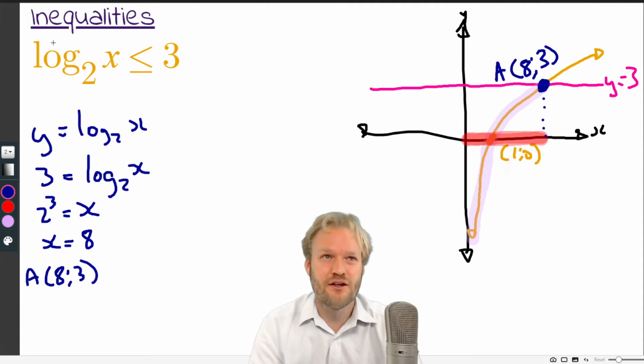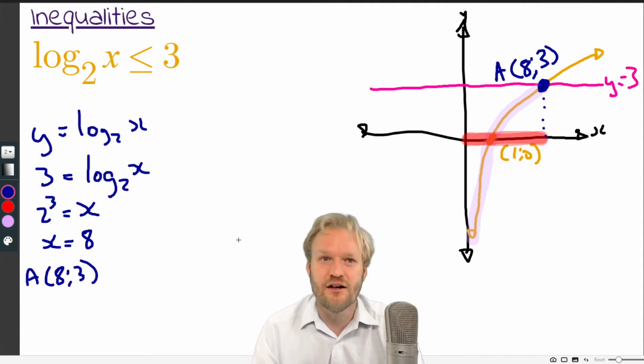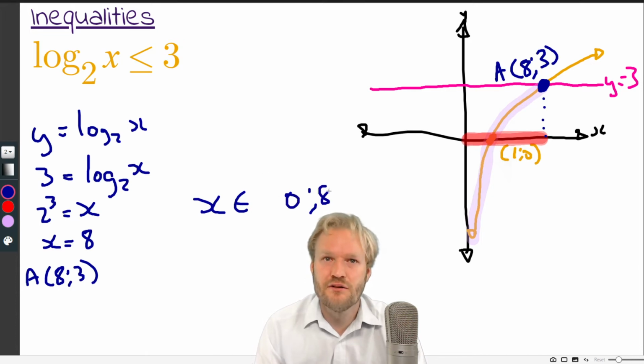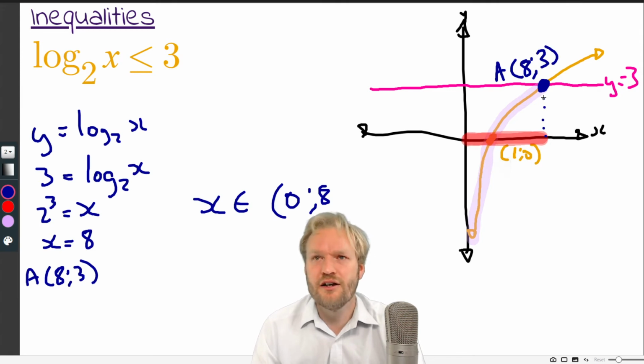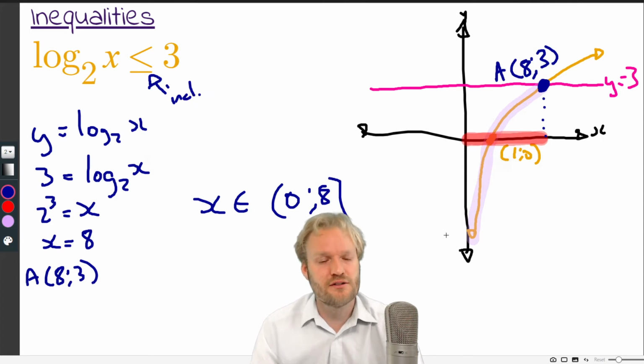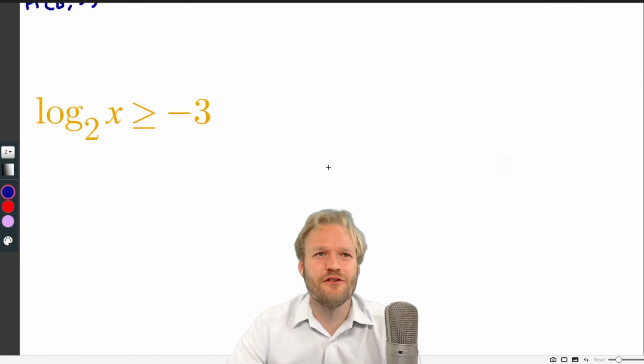Which means this inequality holds true for all of these values here. So x is between, well, it's between 0 and 8. Do we ever get to 0? Nope. Do you want to include or exclude? Well, that bit there says that we must include, so we're going to include 8. So there we go: (0, 8].